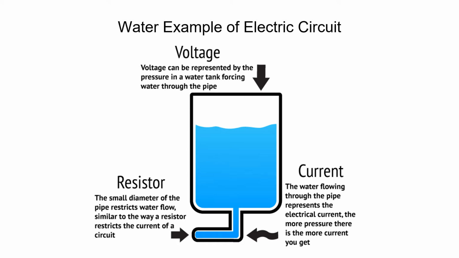Water pressure forces the water through the pipe in this example. The more water pressure, the more water that flows through the pipe. Similarly, the more voltage pressure, the greater the electrical current or flow of electrons through a conducting wire. The pipe in the water example is analogous to the conducting wire in an electrical circuit, and the smaller the pipe, the more resistance to the flow of water. Likewise, the smaller an electrical wire, the more resistance to the flow of electrons in a circuit.